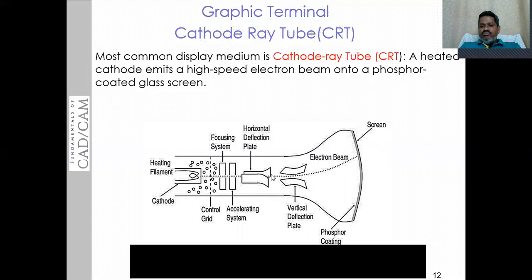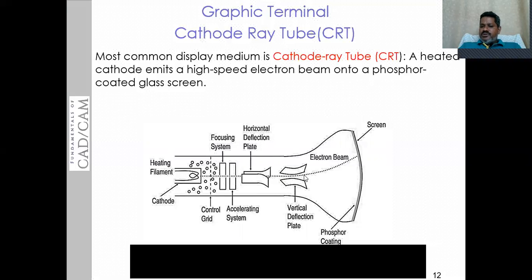This electron beam movement is controlled by the deflectors. You have a horizontal deflector and a vertical deflector. The horizontal movement of the beam is controlled using the horizontal deflection plates. The vertical movement of the beam is controlled by the vertical deflection plates.